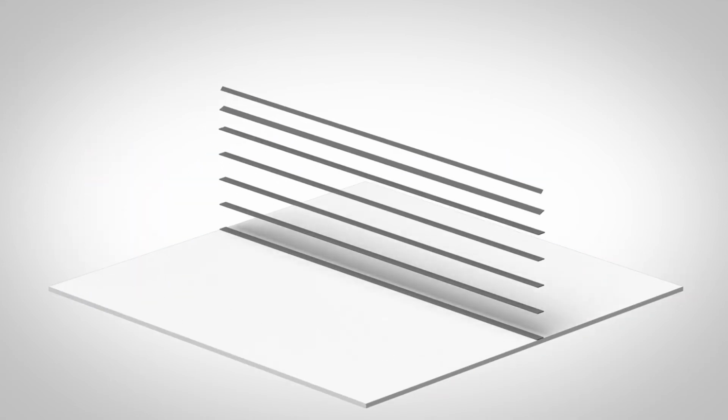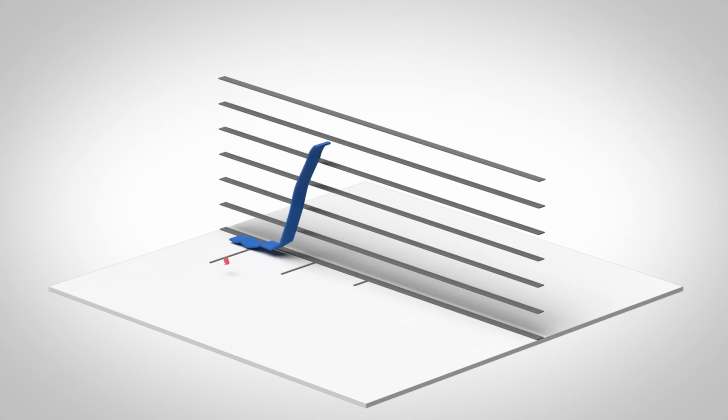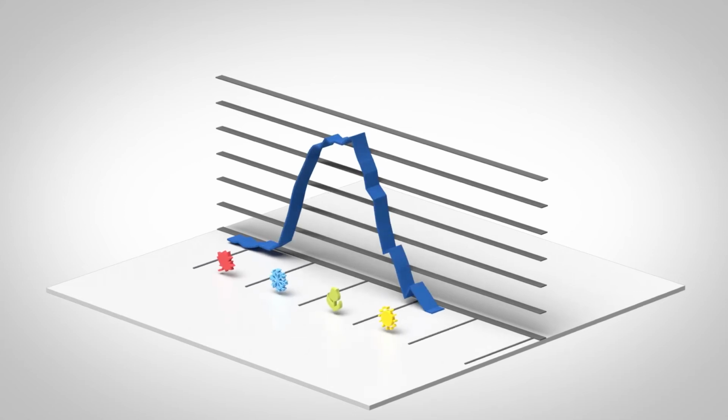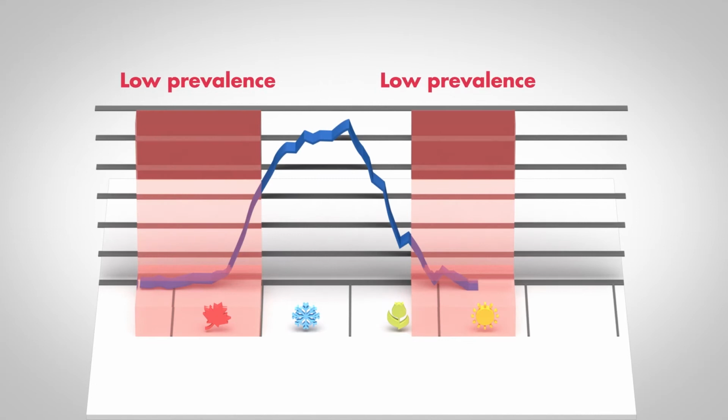False positives are much more common when prevalence is low, so highly specific tests should be used in periods of low prevalence to reduce the number of false positive results.